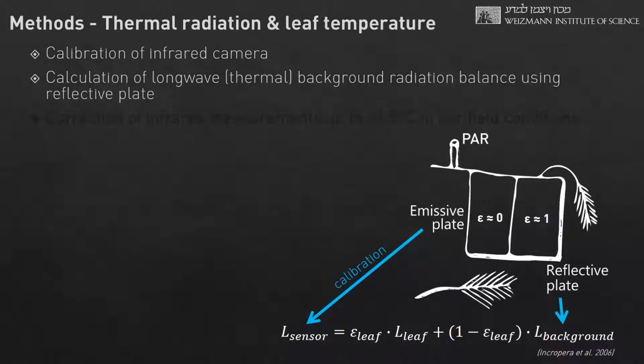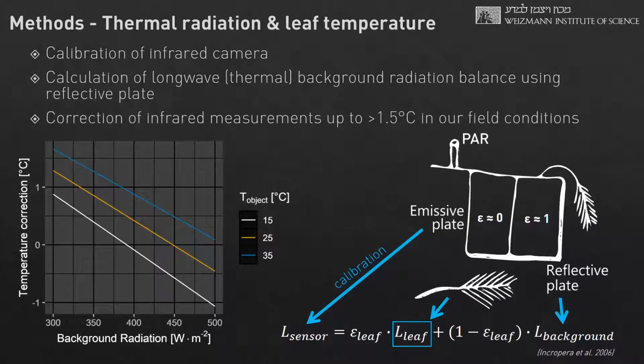And finally, the simplified equation for infrared thermography published by Incropera et al. in 2006 could be resolved for leaf temperature, here. The graph on the left shows the correction effect of using the background thermal radiation in conditions that we encounter typically in our field site, which can lead to corrections of up to 1.5 degrees Celsius, as can be seen here.